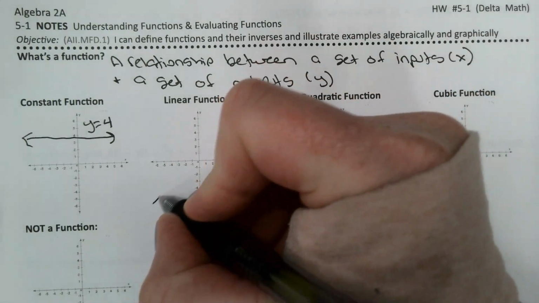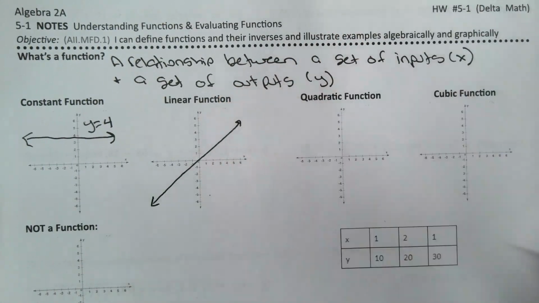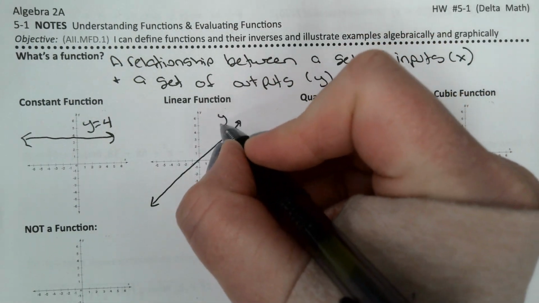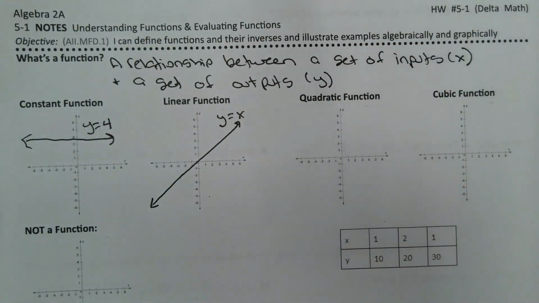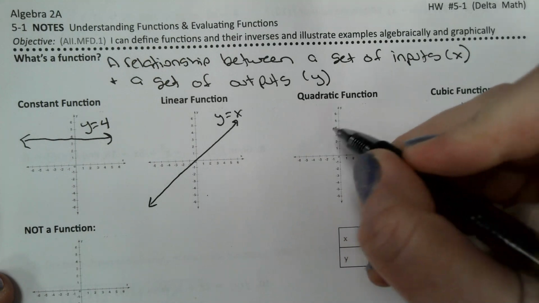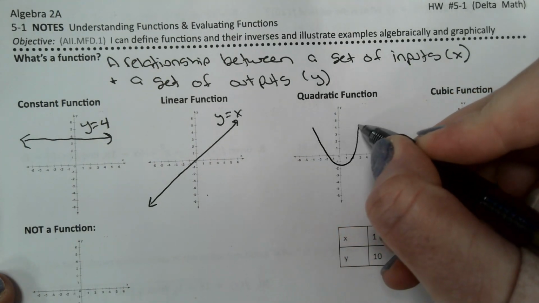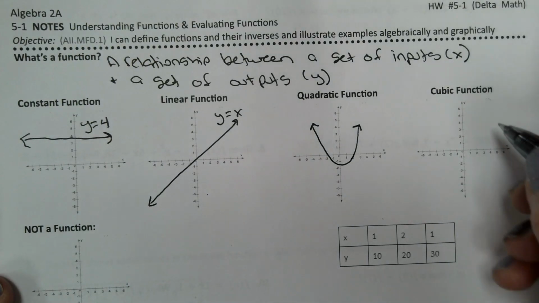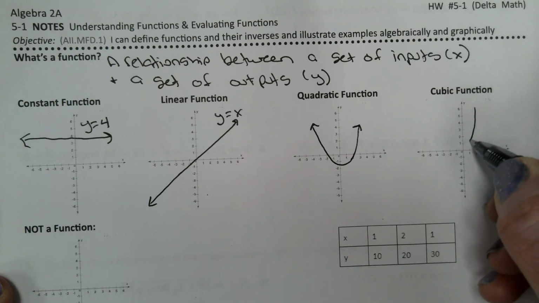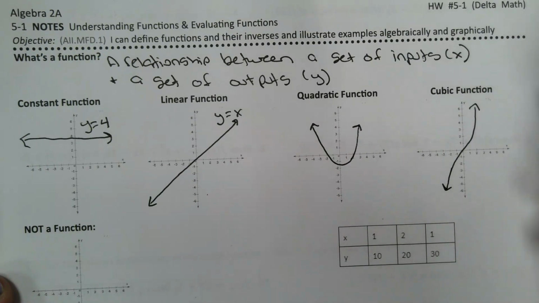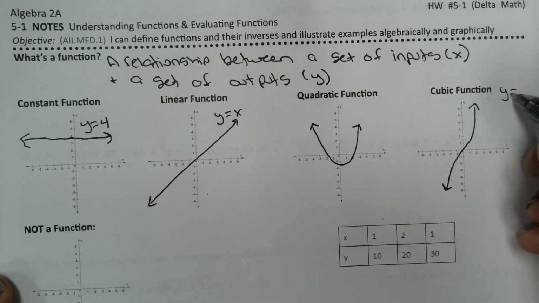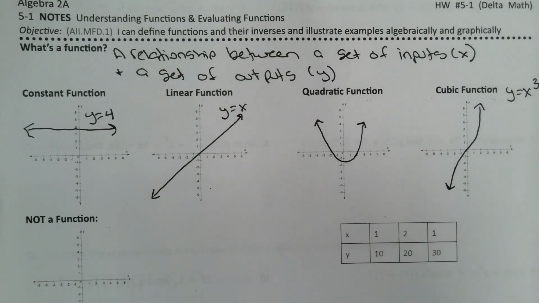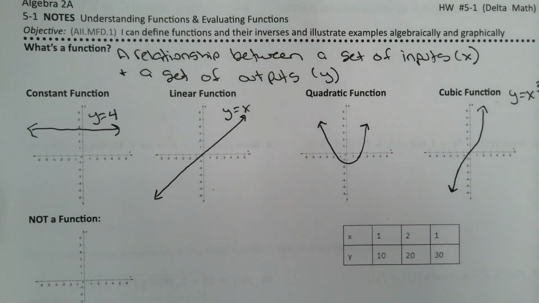A linear function is the equation of a line. This one that I drew is the line y equals x. We've done lots of quadratic functions, so that is an example of a quadratic function. Cubic function we haven't done yet. Here is the parent function, and that would be y equals x cubed. That's a cubic function.